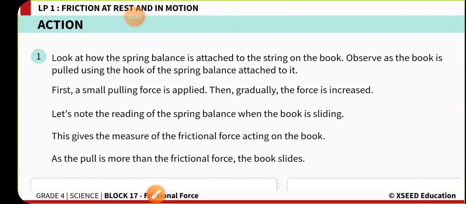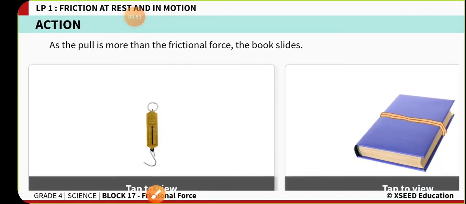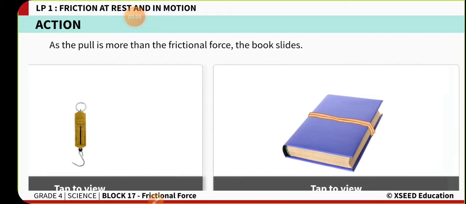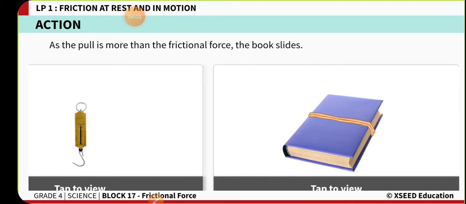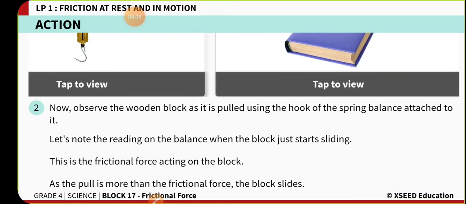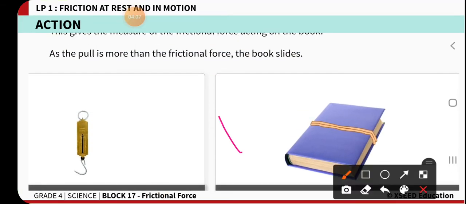To understand today's class, let's do a small activity. To do the activity we need a spring balance, a book that should be tied with a rubber band, and if you have a dice like this, take the dice also and tie it with a rubber band.